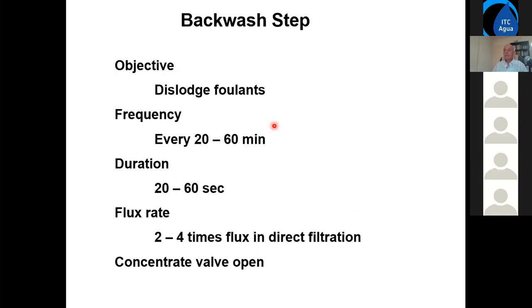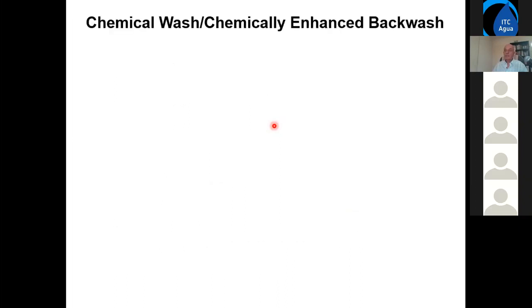Backwash starts by reversing the flow of the filtrate. The duration is 20 to 60 seconds. Flux rate is 2 to 4 times the flux in direct filtration, concentrate valve open.